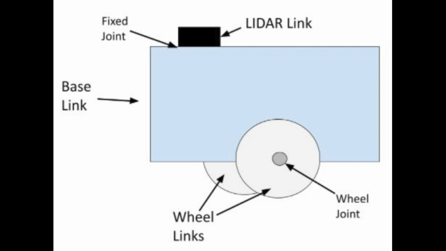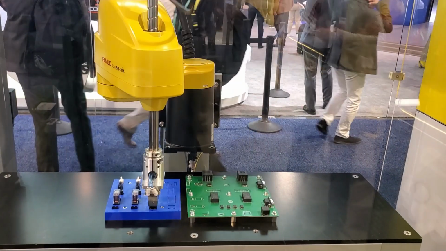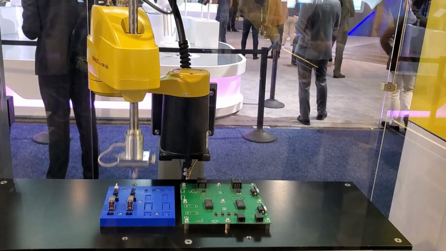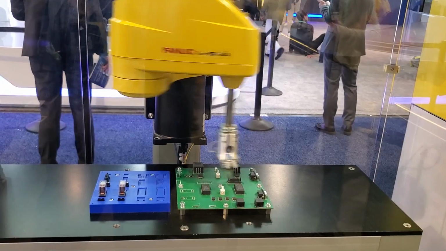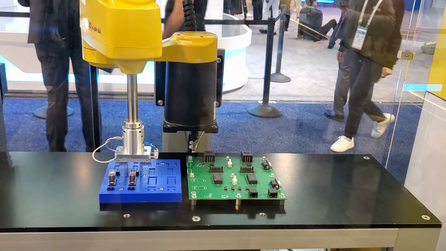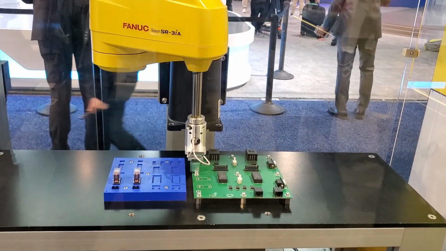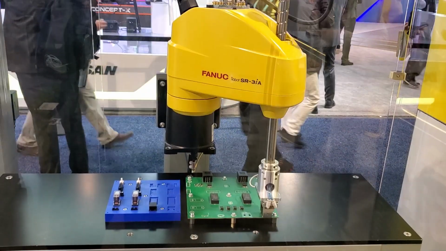Fixed joints have no motion at all. You can see that the LiDAR, the laser scanner on top of this mobile robot, is connected to the base of the robot via a fixed joint. This could be a simple screw that connects the LiDAR to the base of the robot. You can also have prismatic joints. This would be common in a XACRO robot. Prismatic joints cause linear motion between links as opposed to rotational motion.